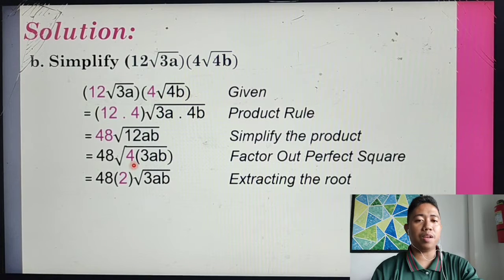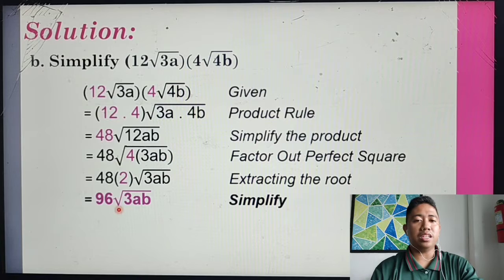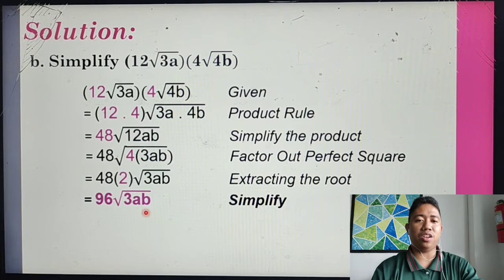So we get the square root of 4, which is equal to 2. And then we will be going to simplify the product of these two constants. So 48 times 2 becomes 96. So we have 96 times the square root of 3b. And that is our answer. So let's move on to the next illustrative example.